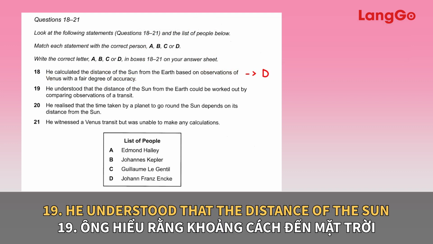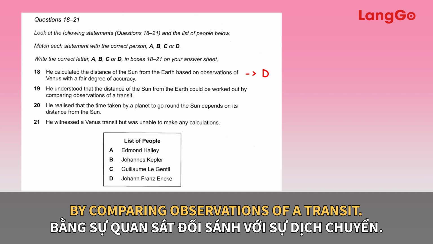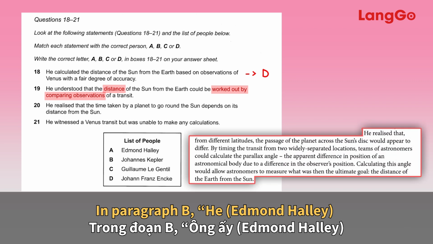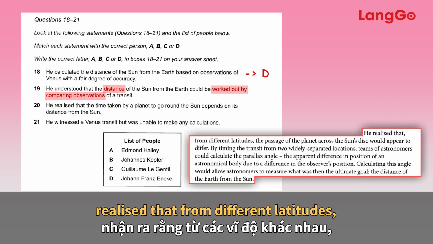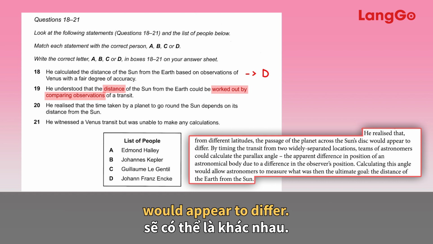Number 19, he understood that the distance from the sun from the earth could be worked out by comparing observations of a transit. Our key words here are distance, worked out, and by comparing observations. In paragraph B, he, Edmund Halley, realised that from different latitudes the passage of the sun across the sun's disks would appear to differ.